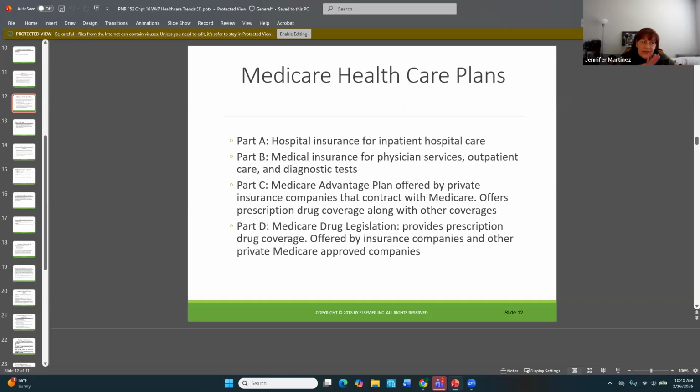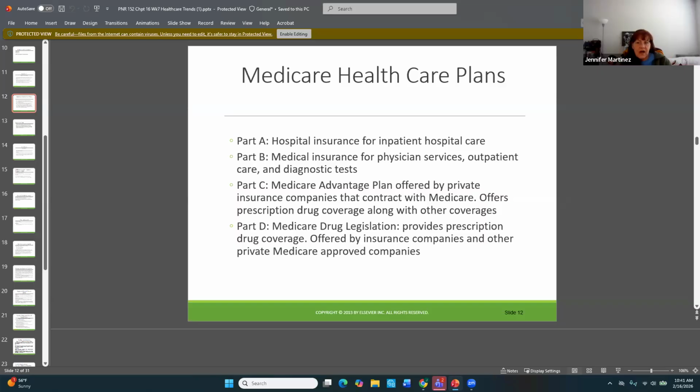When we look at this, we have Part A. Medicare Part A is your hospital insurance. It covers your inpatient hospital stays, if you have to go into a skilled nursing facility, hospice care, and it also will pay for some home health care. Part B is your medical insurance. That will cover certain healthcare provider services, outpatient care, medical supplies, preventive services, and your diagnostic tests.